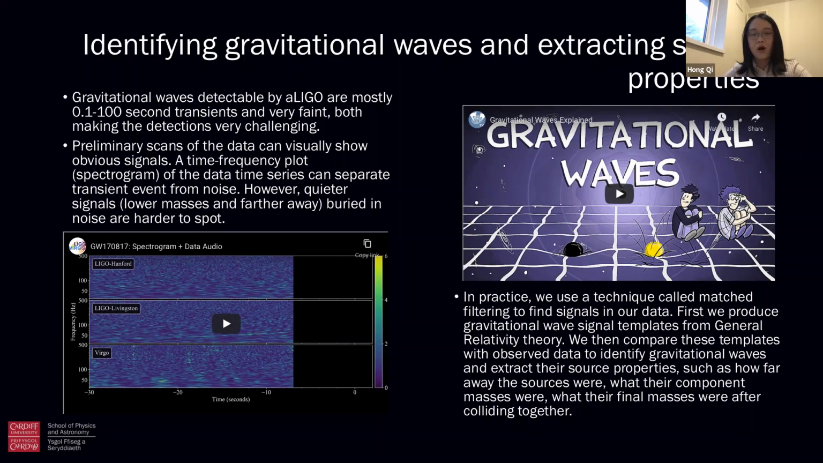If we plot a time frequency figure, there's a terminology called a spectrogram. If you read articles about that, now you know it's essentially just time frequency theory. And these plots can separate gravitational wave transient events from noise.